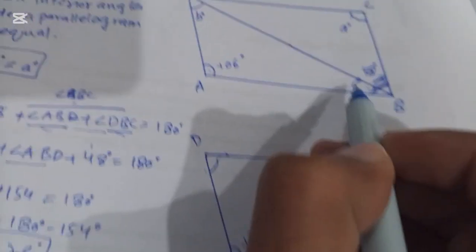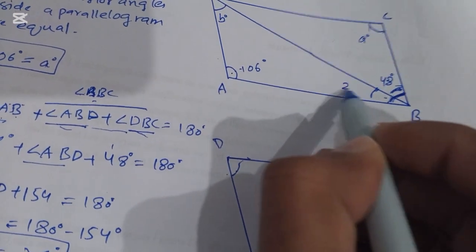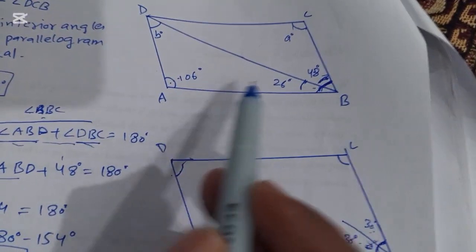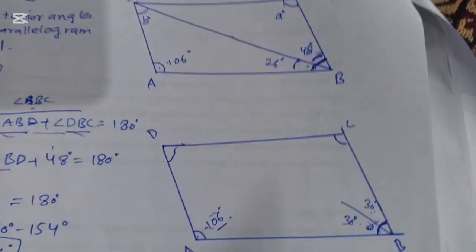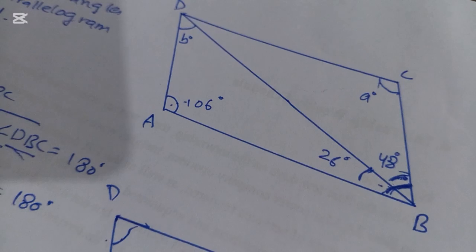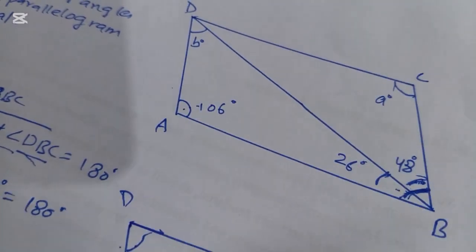So here we'll write, this one is 48 degree. We found the value of this angle, and this is 26 degree, right? Angle ABD, angle A, B and D. So this one angle is 26 degree. Now, since we found the value of this angle as 26 degree, you will be thinking, why did I find the value of this angle, since we are not given the value of this angle, right?